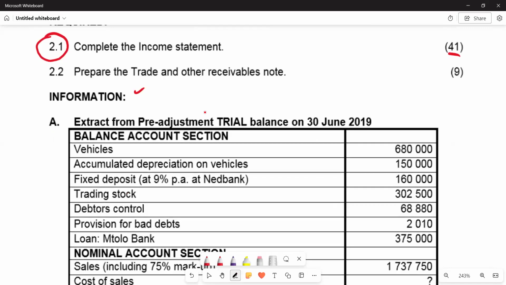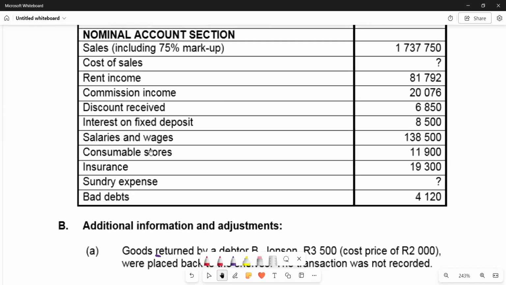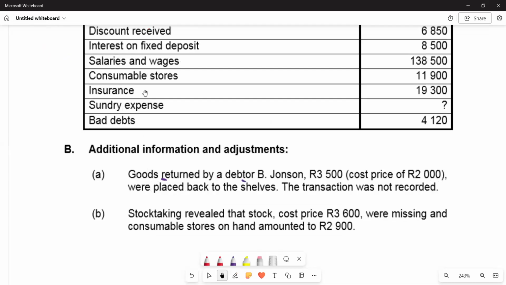So all the information part, we are given an extract, which is information A, an extract from pre-adjustment trial balance on 30 June 2019. So this we have got the balance sheet account section that you need to go through, all the list of balances, and also we have a nominal account section which you need to go through. So beneath the list of balances, we are also given information B, which is additional information and adjustments.